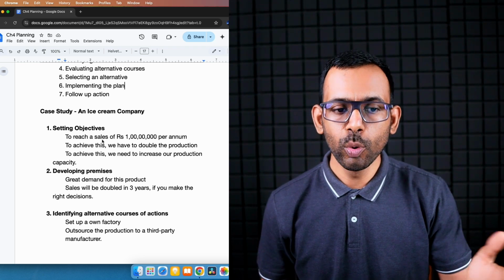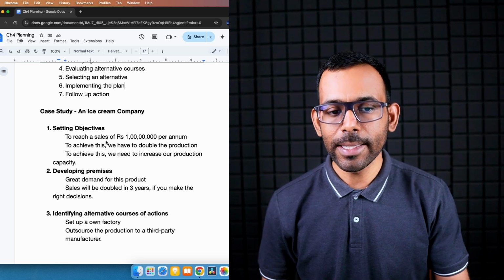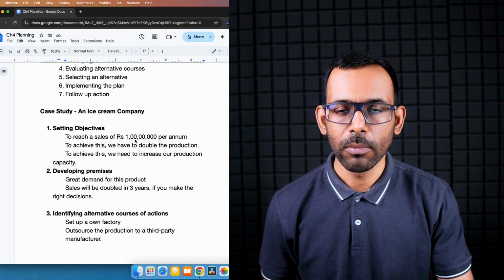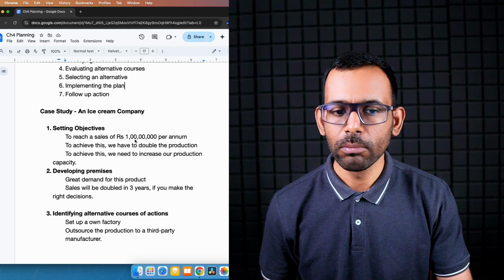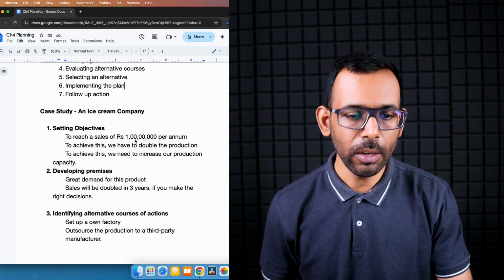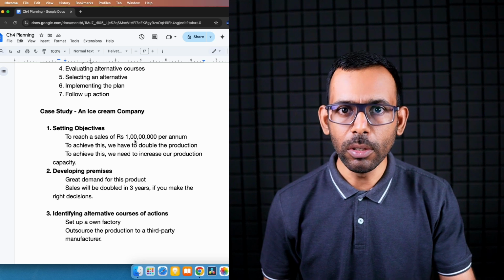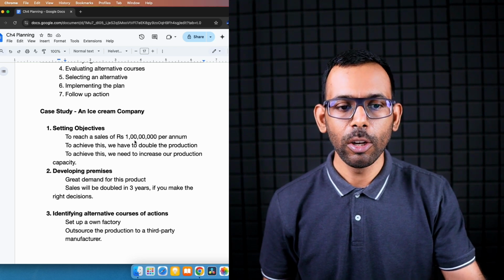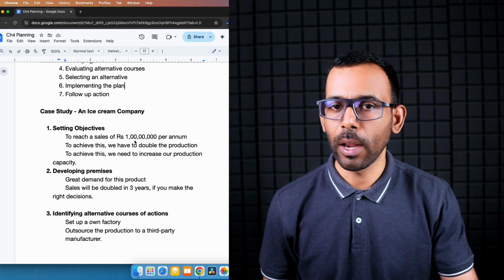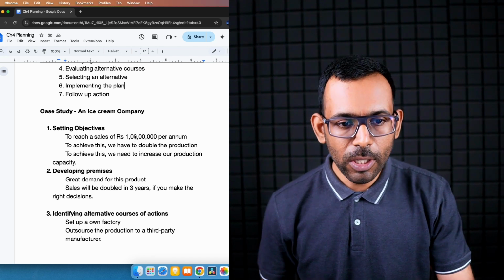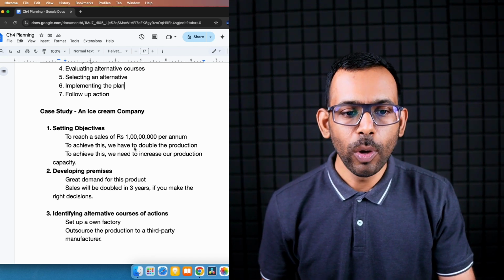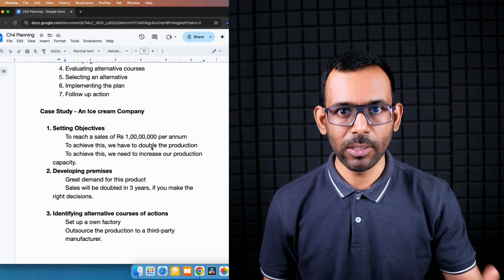You have a goal to reach a sale of rupees 1 crore per annum. Let's say your business is right now doing 40-50 lakhs of sales per year. Now you have an ambition to make this company do a sale of 1 crore per annum. Almost, let's say, double the sales. To achieve this 1 crore per annum, you have to double the production. So that is like the next step.